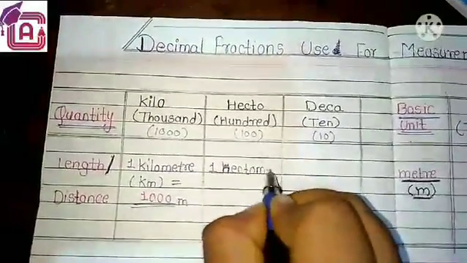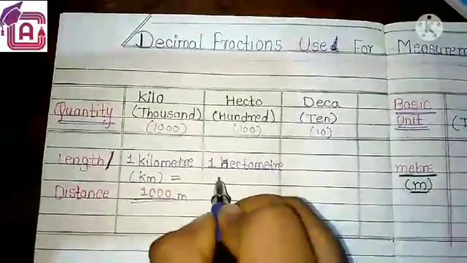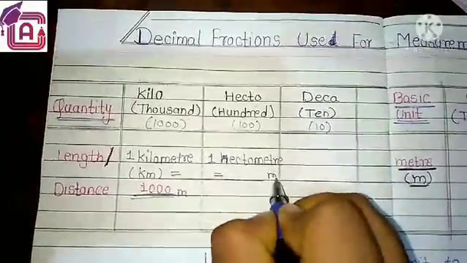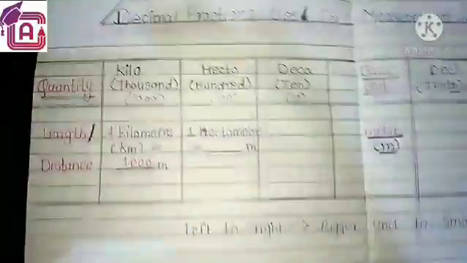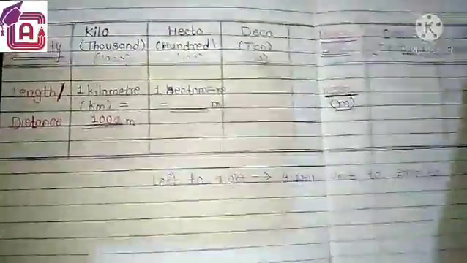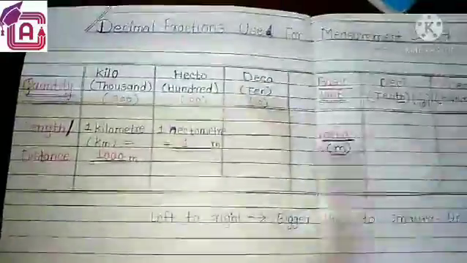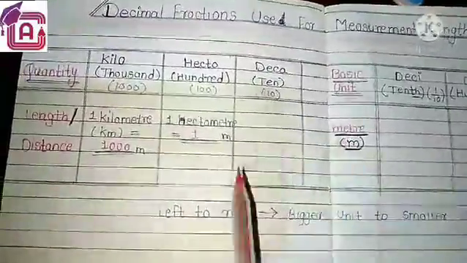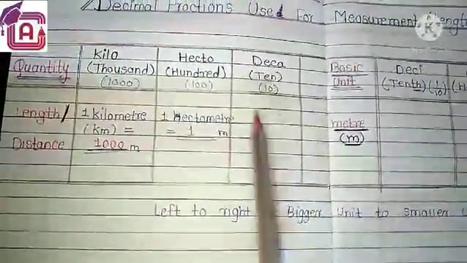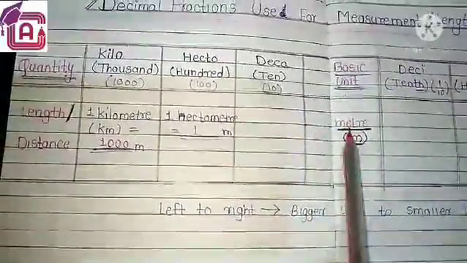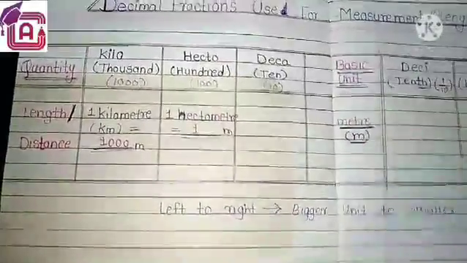1 hectometer is equal to how many meter? We have to calculate 1 hectometer is equal to how many meter. Same thing, first you have to write 1 and how many places are present from hecto towards the meter? 1 and 2. At the second place from the hecto meter is present.